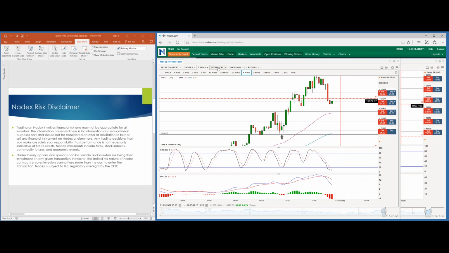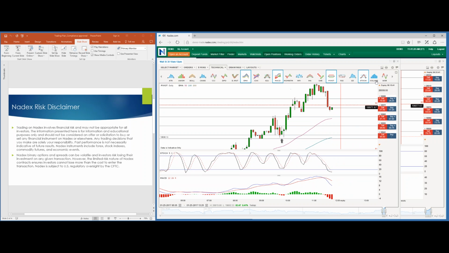Now, if we connect these drawings, if we connect these lows here, okay, we're still making higher lows. We have not really taken out this low yet. We missed it by one tick. Do you see that? So we've missed it by one tick. So we're still making higher lows.